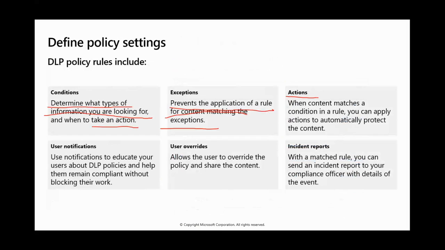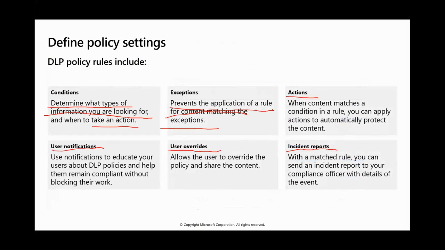In this case, that's why we are showing the policy tips. And in the required cases where there is the possibility to override, they are going to override it, but they are required to offer justification. So that leads us to this second point: user notifications and user overrides, which allow the user to override the policy and share the content. Finally, we have an incident report.